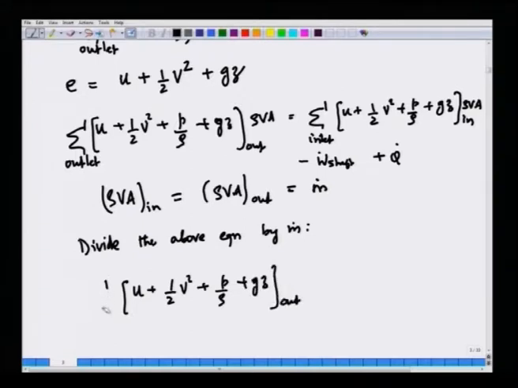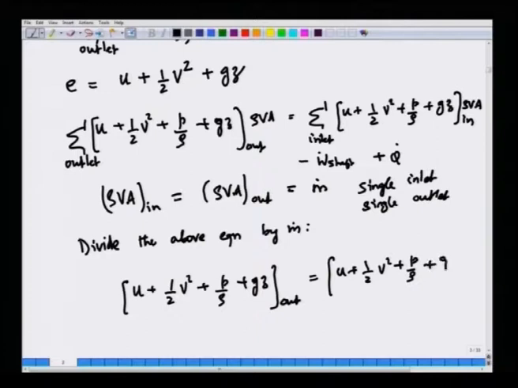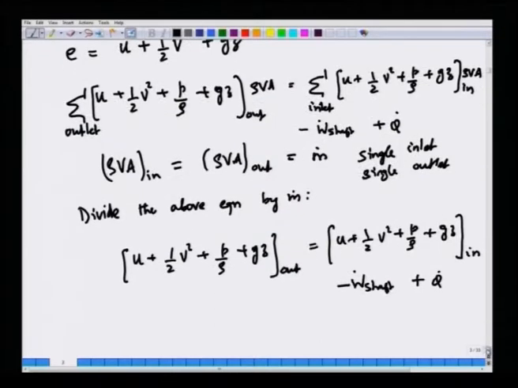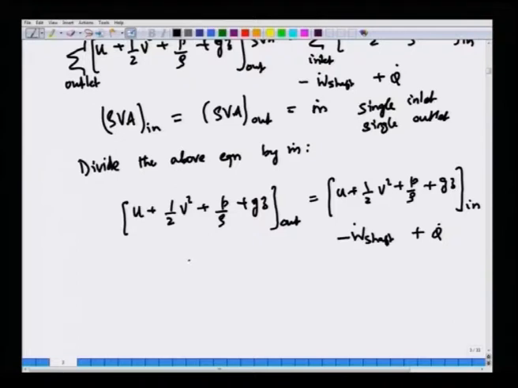So, let us just specialize to the case of a single inlet and single outlet. Out, U plus half V squared plus P by rho plus gZ, minus the same at in, equal to minus W dot shaft plus Q dot. Okay. Now, this is the most general energy balance. This is the special form of the energy balance for a steady flow, uniform flow, and also with single inlets and outlets.